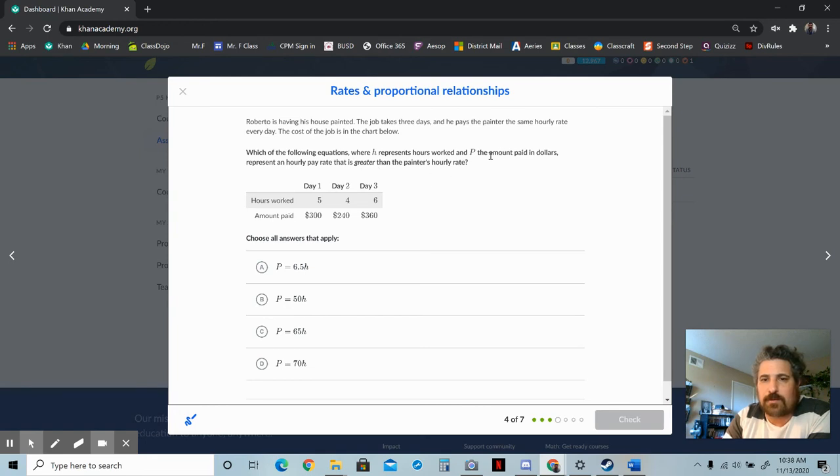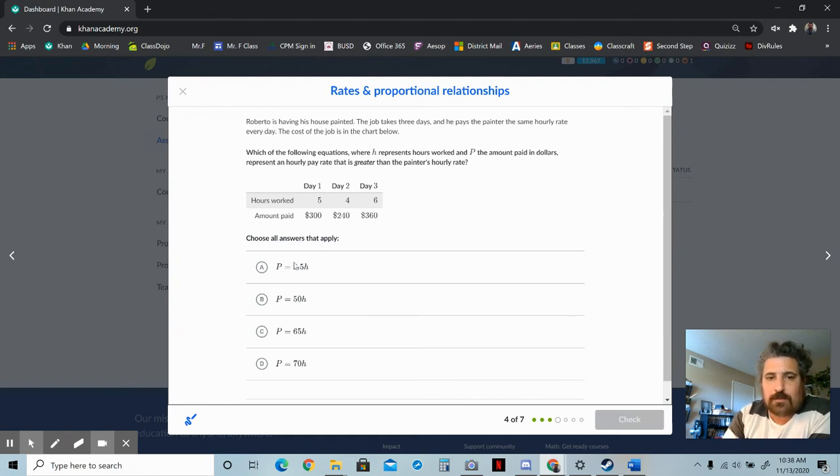So basically, we're looking at the rate of H being input, or X, and P being output, or dollars. So we're looking at dollars per hour as the ratio of Y over X. In this case, on day one, he got $300 in 5 hours, which is $60 per hour, because 300 divided by 5 is 60. On day two, he got 240 divided by 4, which is $60 per hour. And the same thing on day three. So for all these days, he's paying at a constant rate, and his constant rate was $60 per hour.